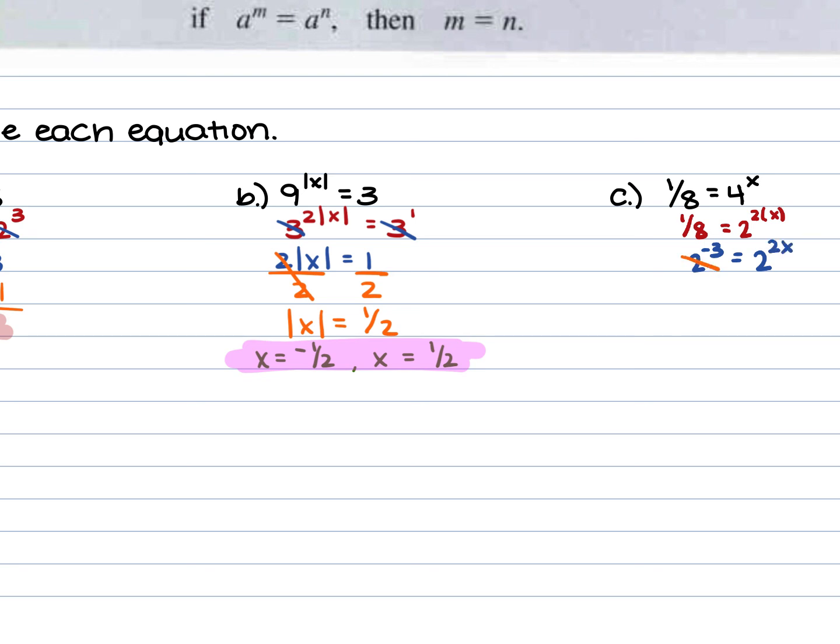So now that our bases are the same, they can cancel out, and we're just going to work with the negative 3 is equal to 2x. We're going to get x by itself by dividing each side by the 2. And we have that x is equal to negative 3/2.